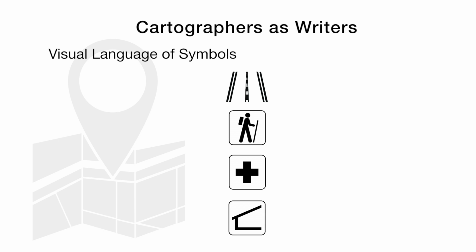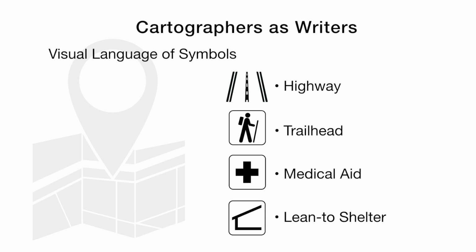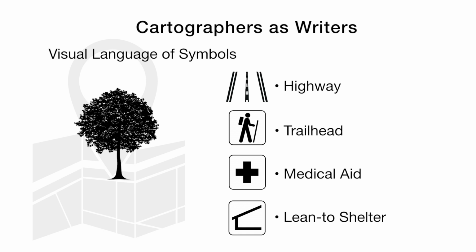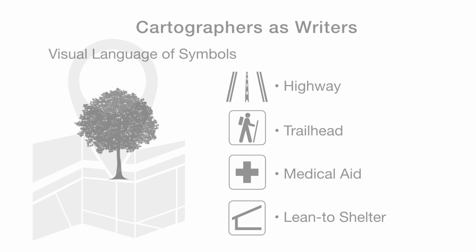Instead of words, cartographers must use a visual language of symbols to communicate. These symbols need to carry meaning that their audience can recognize. For example, nearly everyone can recognize this as a symbol for a tree. Like writers, cartographers must work hard to communicate clearly and tailor their work to their audience.